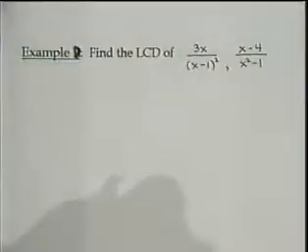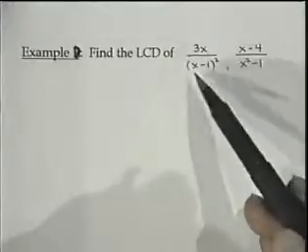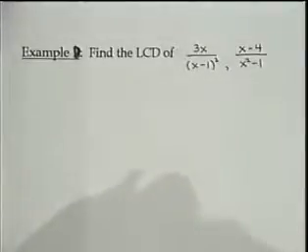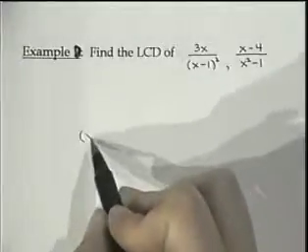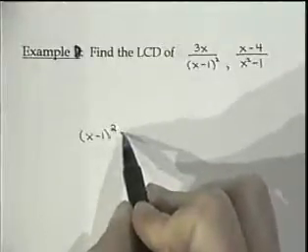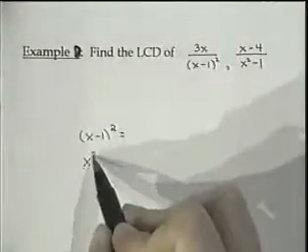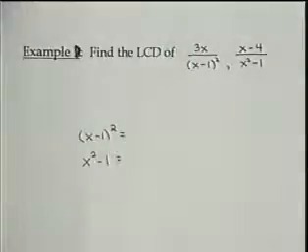Okay, let's take a look at example D then, the last example for least common denominators. So example D says the following. Find the least common denominator of 3x over x minus 1 quantity squared and x minus 4 over x squared minus 1. So let's list our denominators. The first one is x minus 1 squared. And the second one is x squared minus 1. They look kind of similar. The only difference is where the exponent 2 is placed.